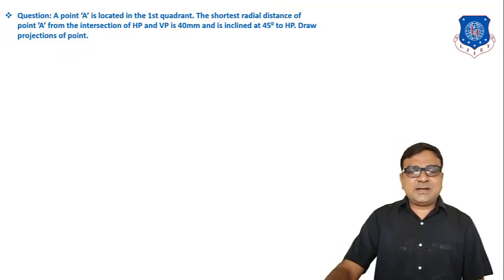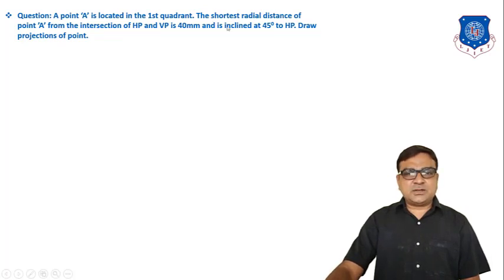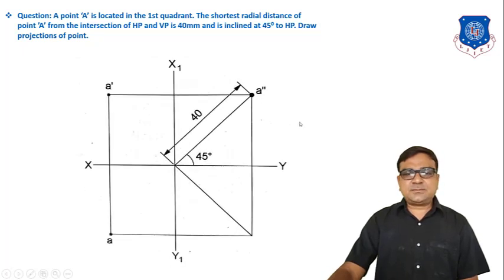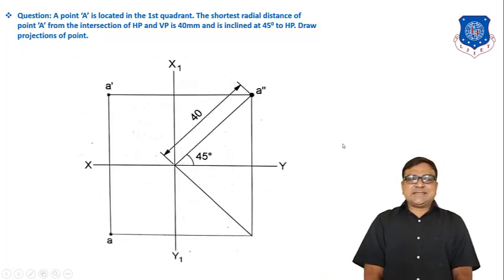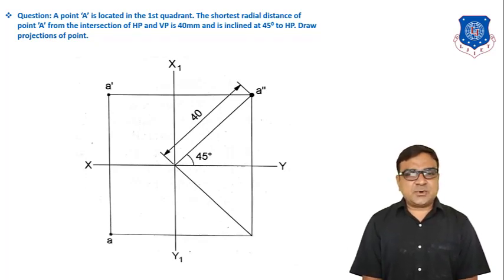One question related to the three principal planes is like this. Point A is located in the first quadrant. The shortest radial distance of point A from the intersection of HP and VP is 40 mm and it is inclined 45 degrees to HP. Draw the projections of the point. So this is the solution for this question. How can you solve this problem?